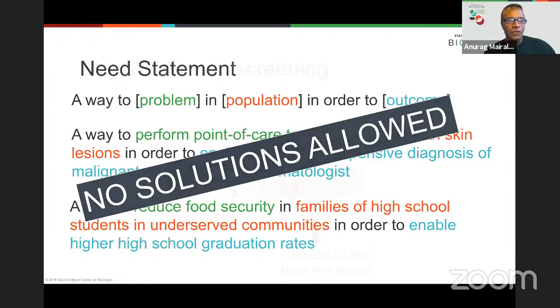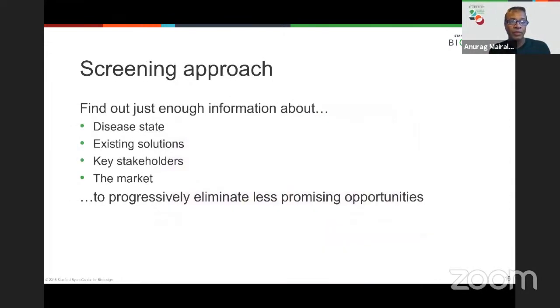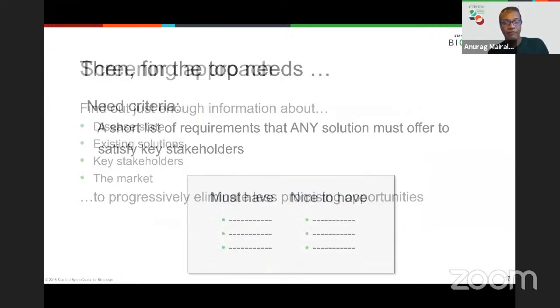Sounds good. So the second part is need screening, which again, you screen them on the basis of the set criteria. And we talked about some of those criteria. The screening approach can be based on the disease state, existing solutions, key stakeholders, what the market looks like. But you progressively eliminate. If you notice, there are multiple stages in which you're screening. In fact, most of our teams do three or four filtered screens by the time they get to their final need statement. And again, very iteratively.